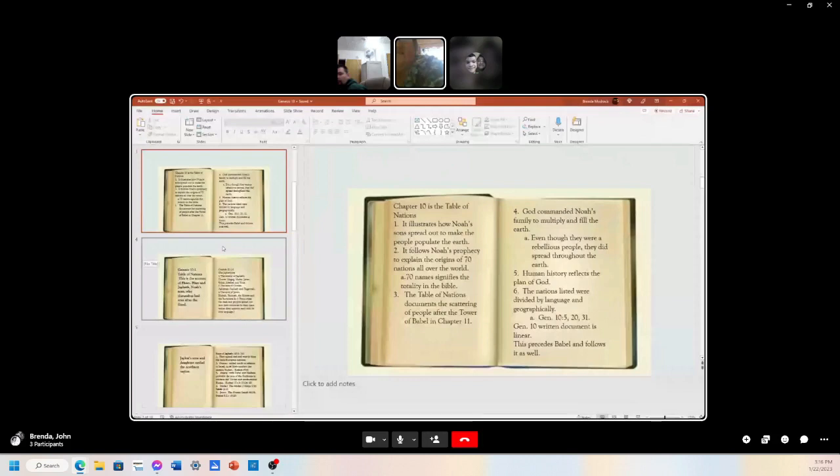The sons of Ham spread out on the other side of the Mediterranean Sea.